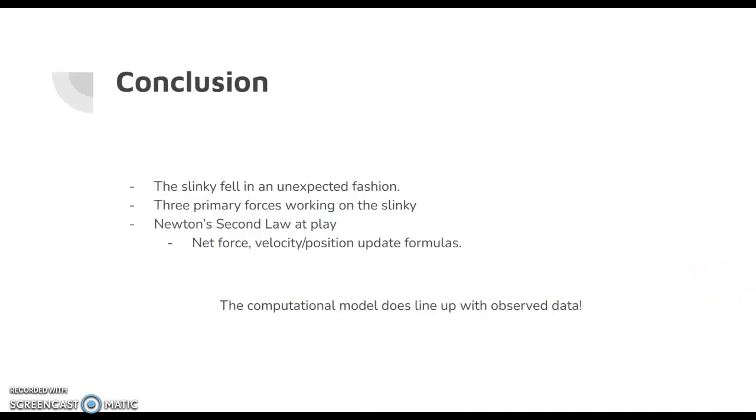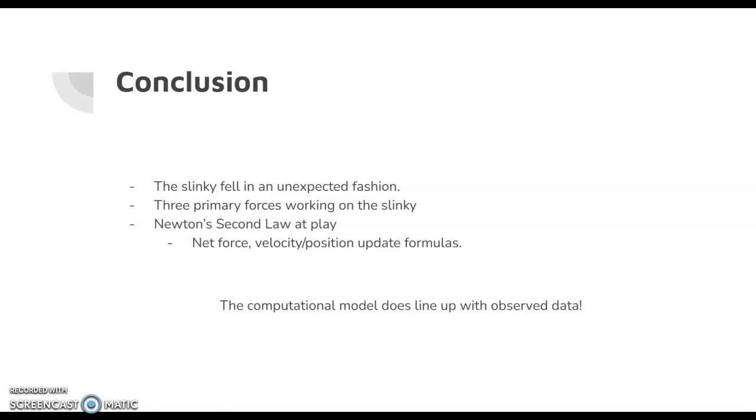So in conclusion, the slinky falls in an unexpected fashion. It doesn't just all fall at once. There were 3 primary forces working on the slinky: gravity, tension, and drag. And we see Newton's second law at play. You have the net force that is made up of those three forces I just mentioned. We use the velocity and position update formula to construct this model, and obviously those formulas are at play in the real world. They're just not actually computed.